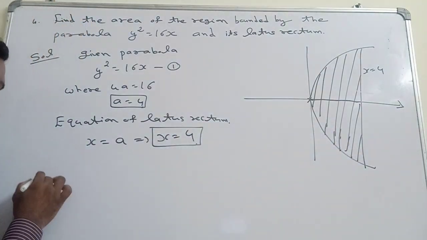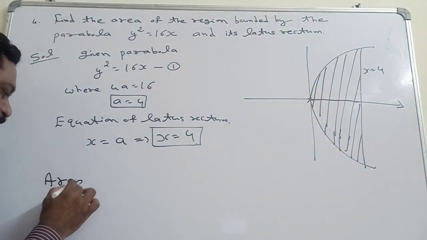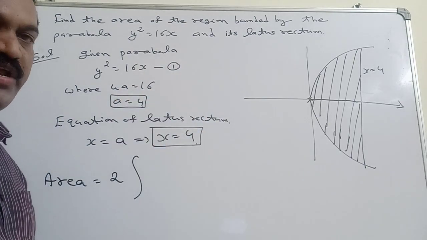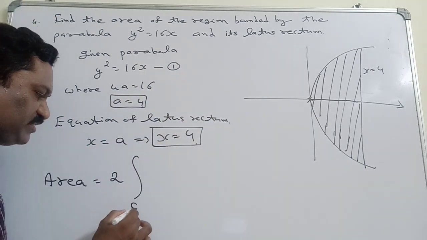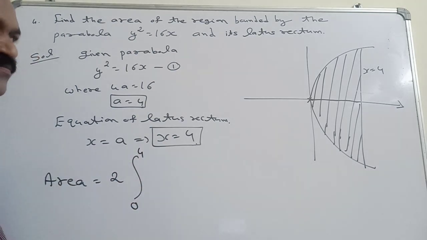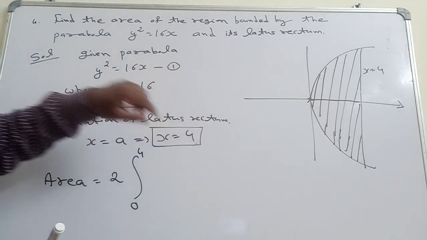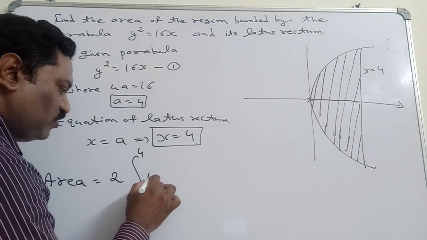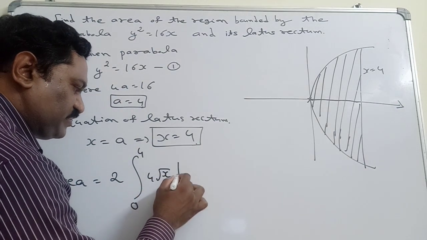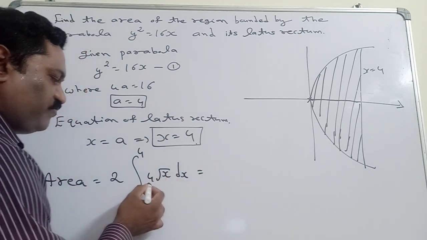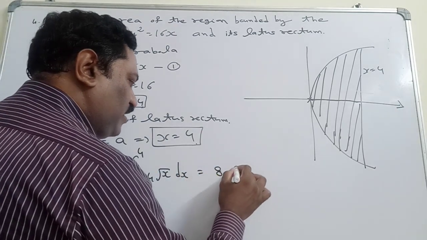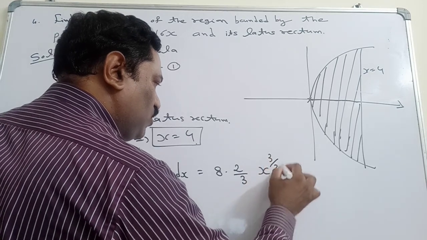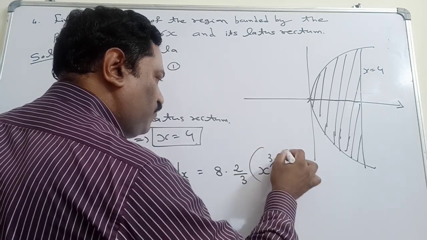Therefore, the required area is equal to 2 times the area bounded in the first quadrant. So there the limits are x equal to 0 to 4, and the area under the curve y squared is equal to 16x, meaning y is equal to 4 root x dx. Then if you evaluate this, 4 2s are 8, integral of root x is 2 by 3 x power 3 by 2, then keep the limits 0 to 4.